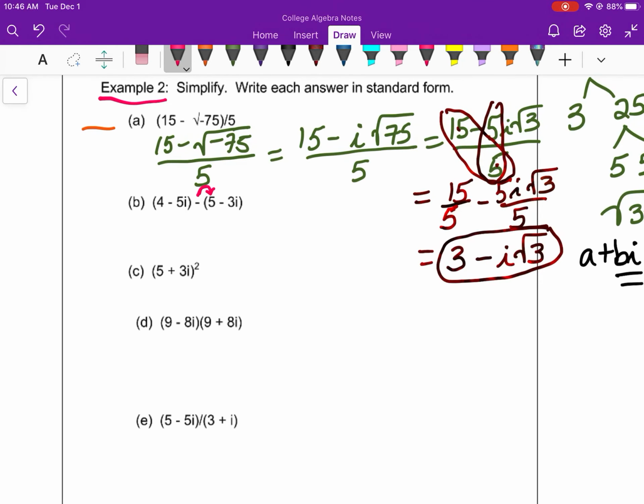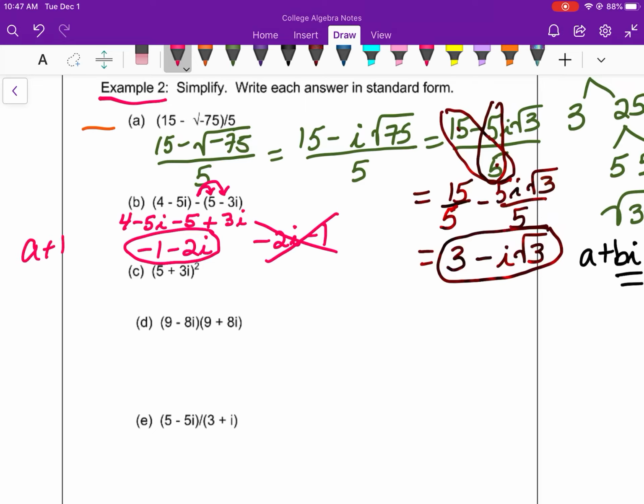So before you get going here, you want to distribute your subtraction. Remember that changes the sign on the 3i. Then I'm going to add real with real. So 4 and -5 make -1 if I add them together. And -5i and 3i would be -2i. If you wrote your answer this way, that would be counted wrong. Remember, you want to write your answer in standard form.